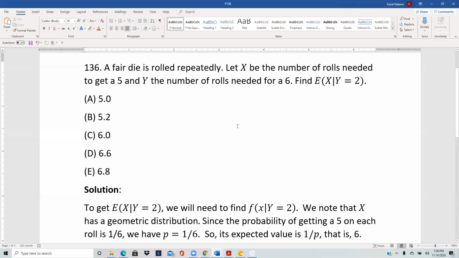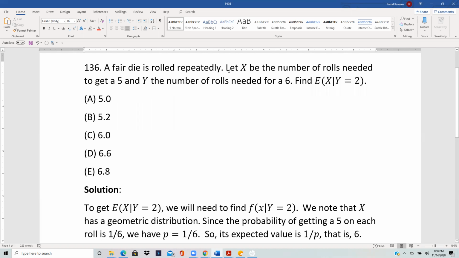A fair die is rolled repeatedly. Let X be the number of rolls needed for a 5 and Y the number of rolls for a 6. Find the expected value of X given Y equals 2.